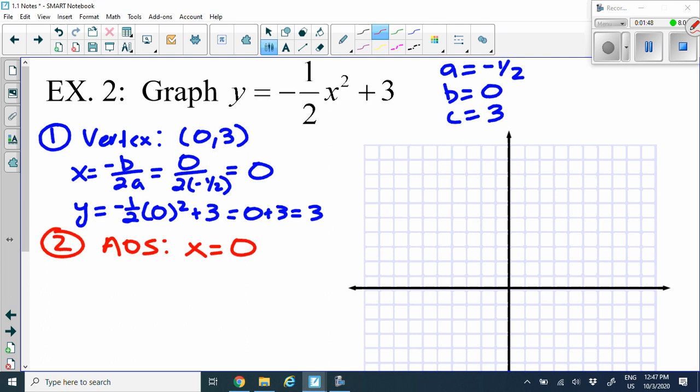Now, before we do that, let's talk about some of the transformations here, just so we can get a clear idea of what's going to happen, okay? Okay, first thing, does this have a reflection? Well, notice that our a value is negative. So yes, there's going to be a reflection, meaning that this is going to be opening down.